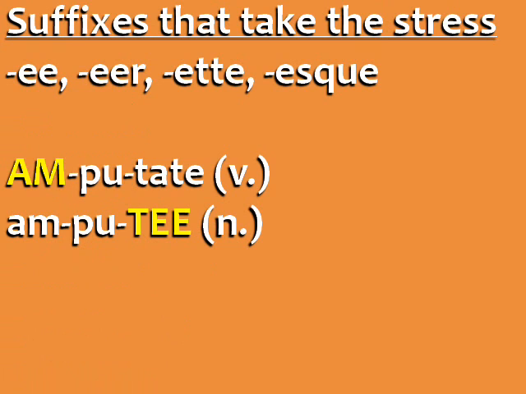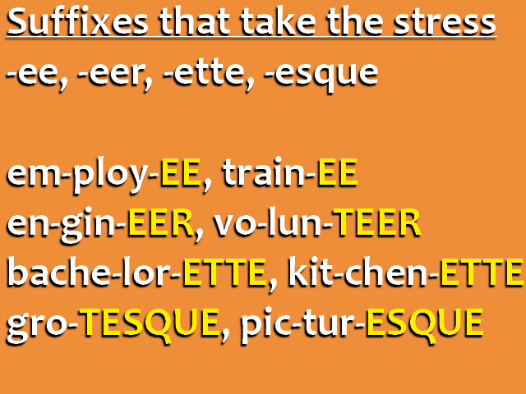Finally, we have some suffixes that take the stress on the suffix itself. For example, the verb amputate and the noun amputee, meaning a person who has had an amputation. There aren't too many words with these endings in English, but it's helpful to practice a few of them to help you remember the rule.